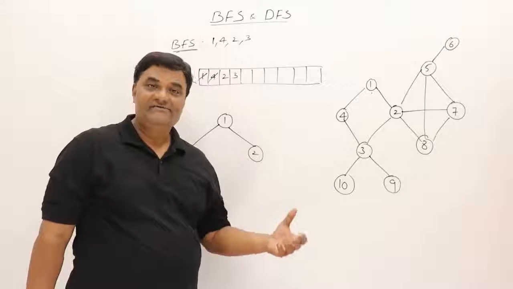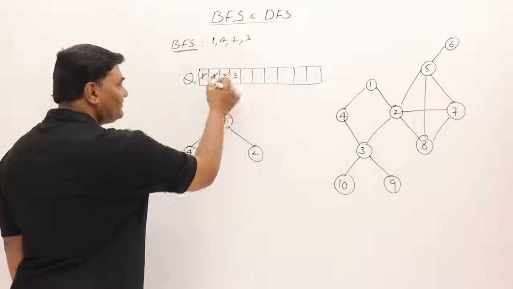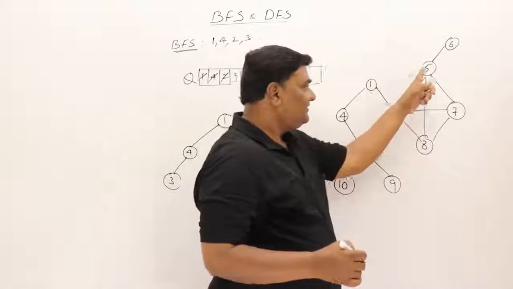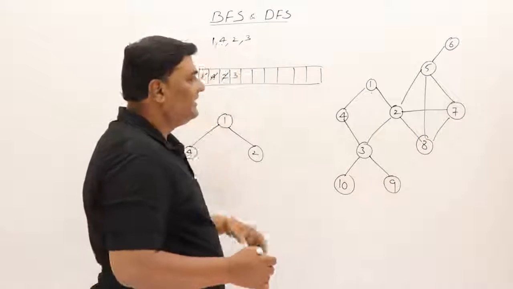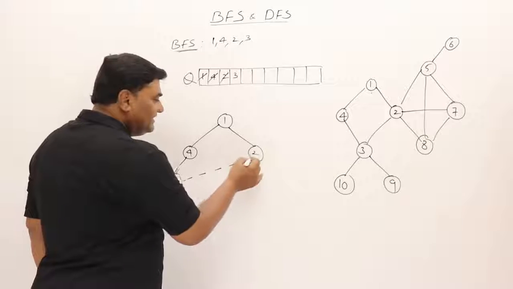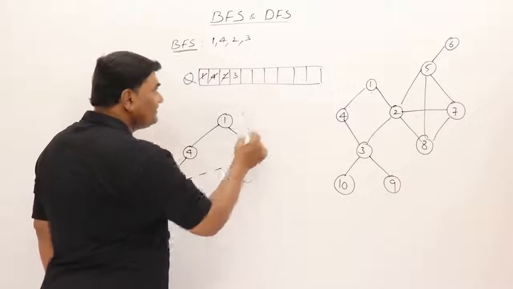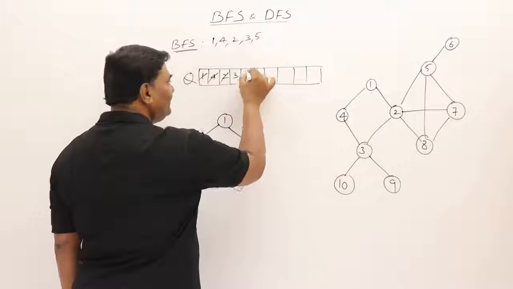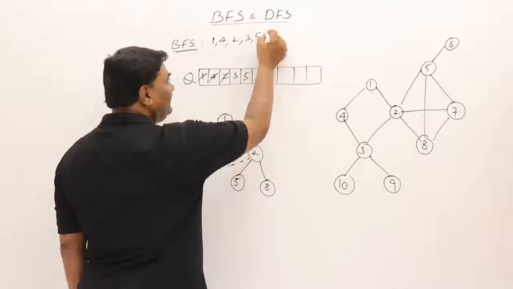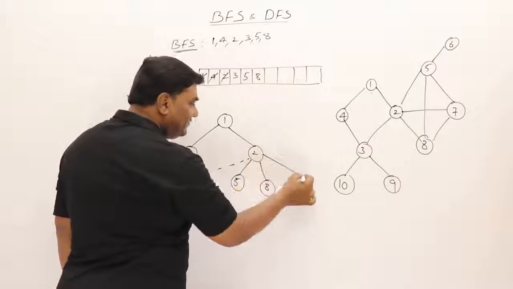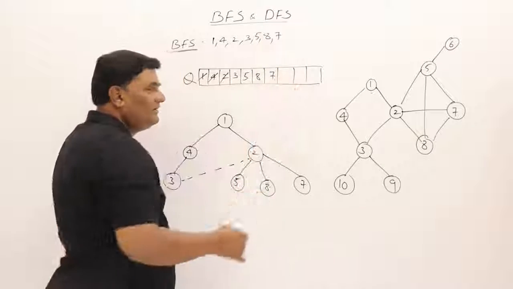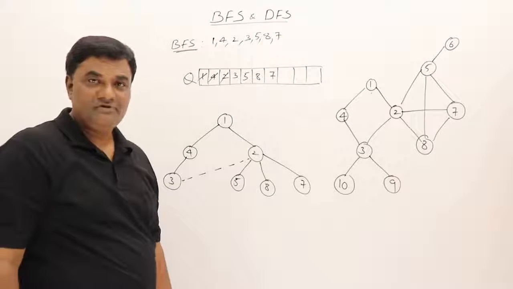Now select the next vertex for exploration, that is 2. Who are adjacent to 2? 3, 5, 7, 8. I can visit them in any order. If I check 3, it's already explored. So I will prefer going to 5 first. So 5. Next I want to go to 8. Okay, 8. Next I will go to 7. So 7, and add 7 here. Now 2 is completely explored.